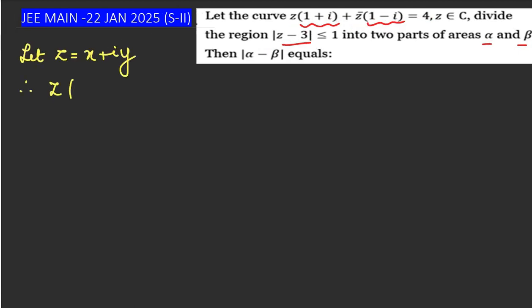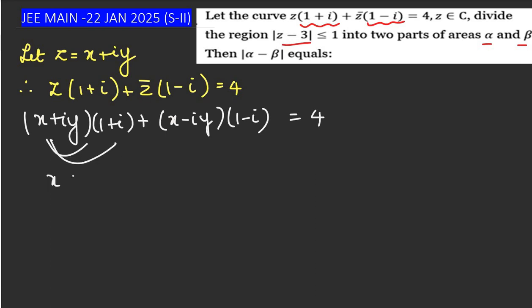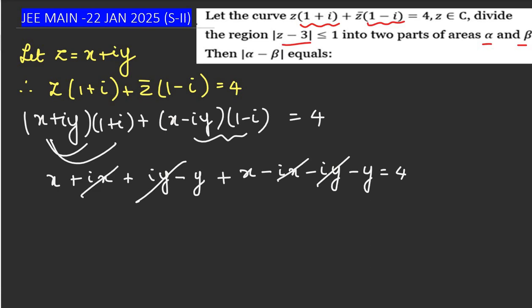Therefore, from the expression, the value for z: (x + iy)(1 + i) + (z bar)(x − iy)(1 − i) = 4. So multiplying, we get x + ix + iy + i squared y, that is minus y, plus similarly multiplying the other, the ix and iy get cancelled, we get 2x − 2y = 4, or the expression is x − y = 2.